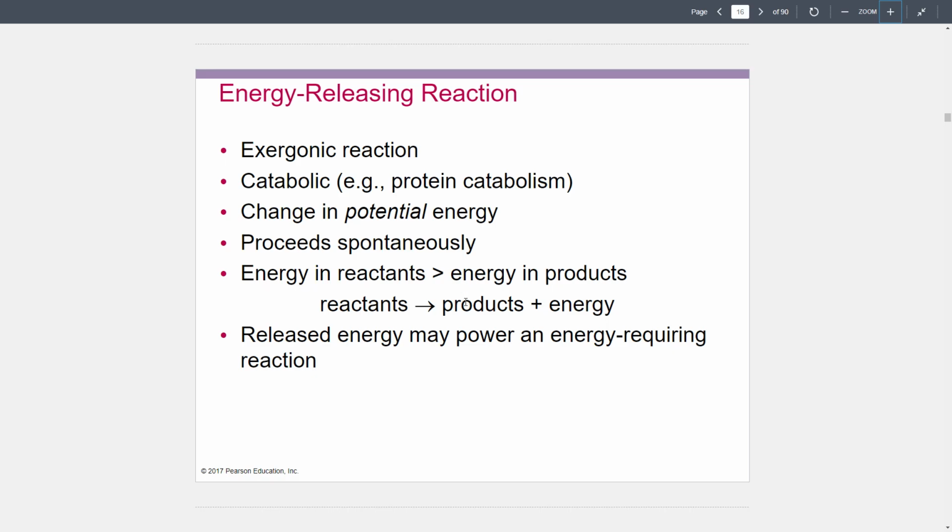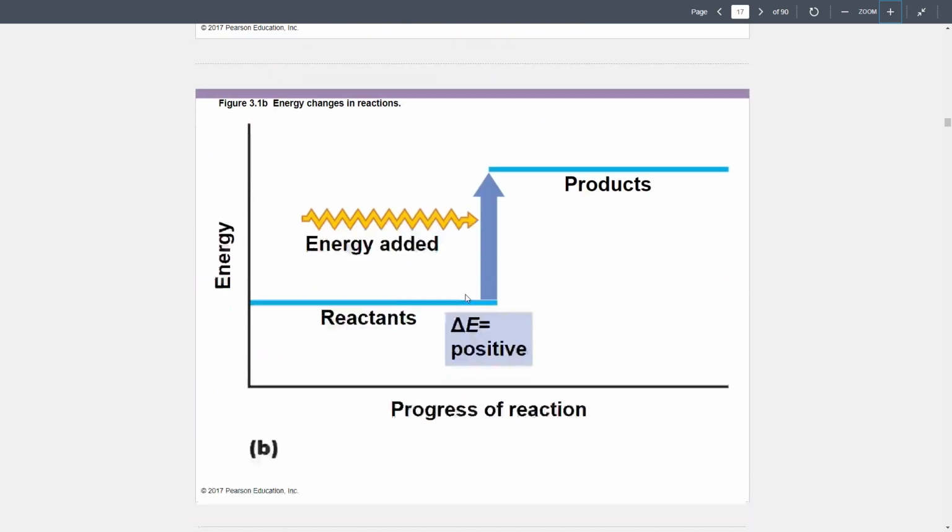What tends to happen is these energy-releasing reactions, these exergonic reactions, tend to be coupled to an energy-requiring reaction. So the energy given off fuels the reaction that needs energy. It gives it off, and it's immediately consumed by the reaction that needs to use it.